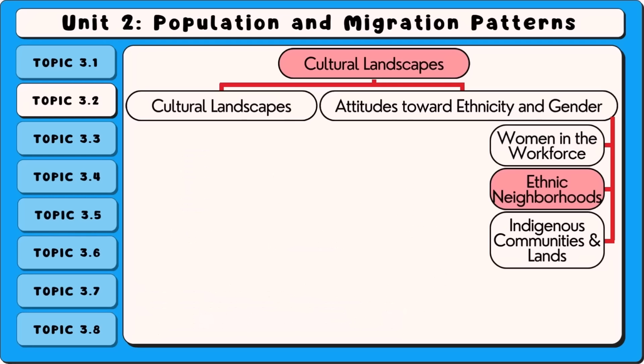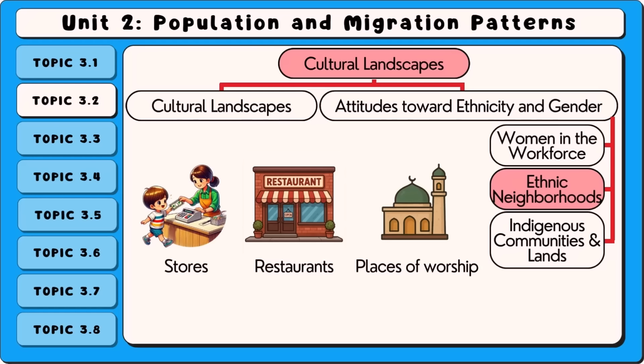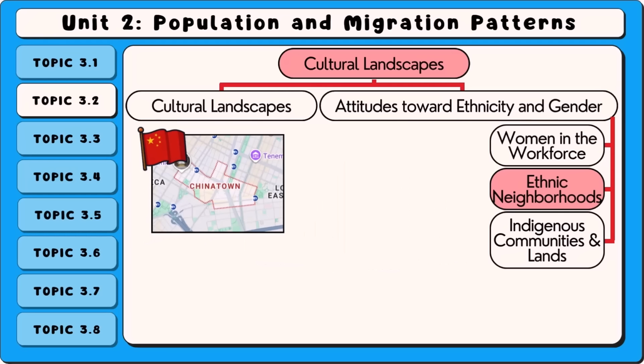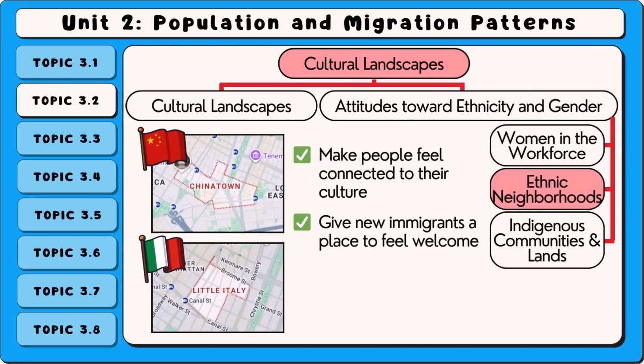Cities may build more childcare centers or plan neighborhoods that make it easier for parents to balance work and family. Ethnic neighborhoods also shape cultural landscapes. These neighborhoods often have stores, restaurants, and places of worship that reflect their shared traditions and language. For example, there might be a Chinatown or Little Italy in a big city. These areas make people feel connected to their culture and give new immigrants a place to feel welcome. They also help cities plan services and celebrate cultural diversity through things like festivals and special events.